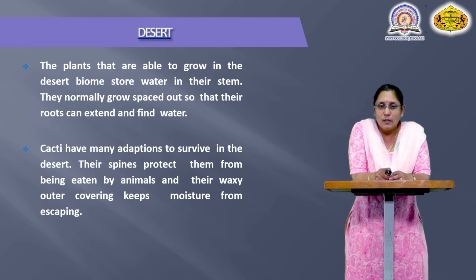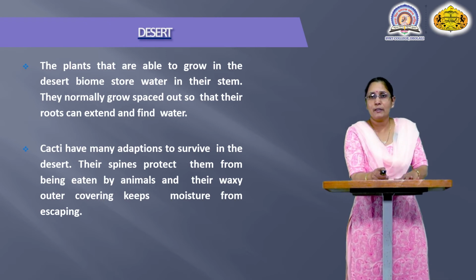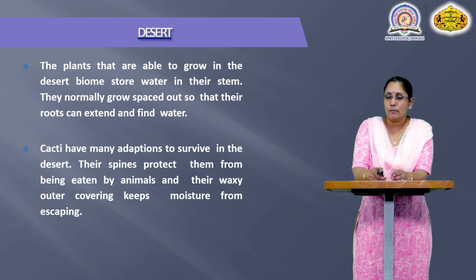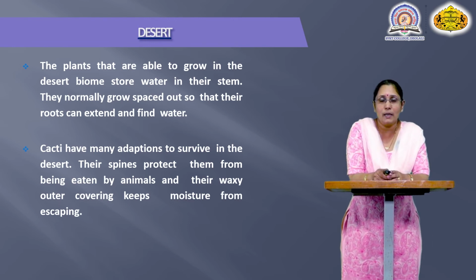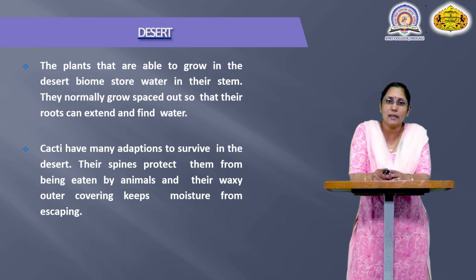Now the plants that are able to grow in the desert. The plants which are able to grow in this desert biome store water in their stem. They normally grow spaced out, meaning their roots are different and the stem part is also different. It is not the normal stem and normal root as we see in usual areas or usual landforms.